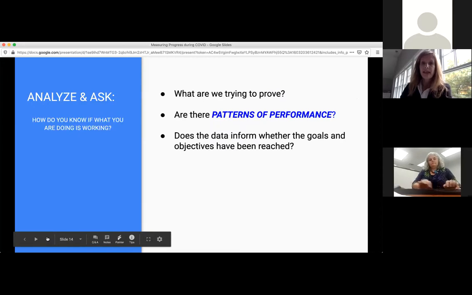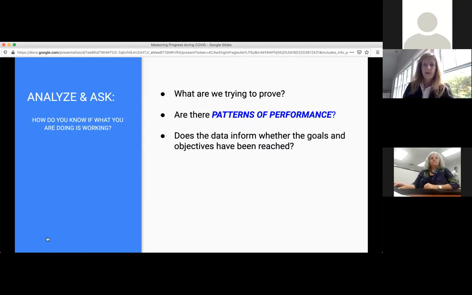When you're analyzing your data, you are going to be looking through very specific lenses, and you are going to be asking yourself, what are we trying to prove? Are there any patterns of performance? Are we trending upward in a certain direction with regard to a skill set? Are we trending downward? I always come back to this question because it's really important, but does the data help inform if the goals and the objectives have been reached?